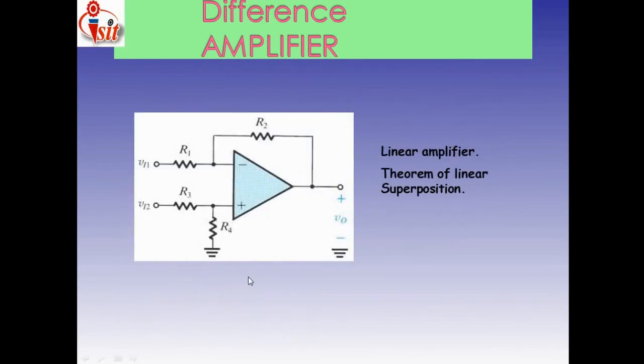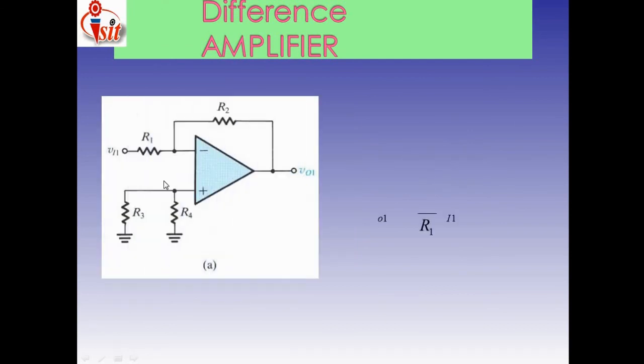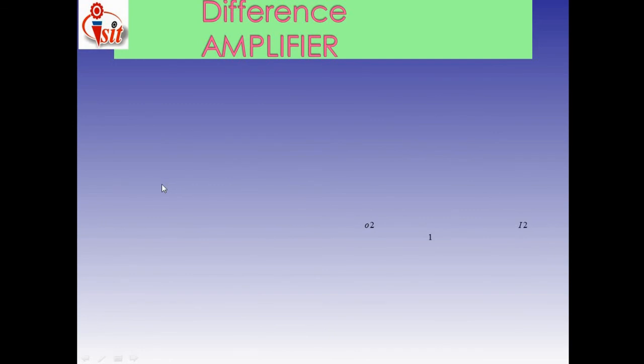Then along with this difference amplifier, a linear amplifier, the theorem of linear superposition. The superposition theorem is related to the difference amplifier, that is V11 and V12. This is related to input voltage V1 and this is related to input voltage V2. What it says, just see here.